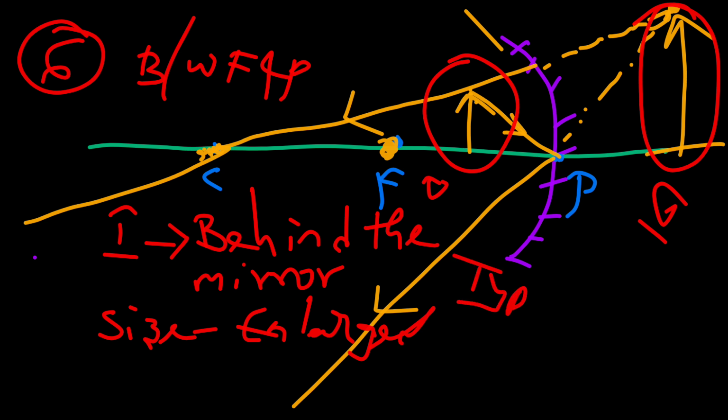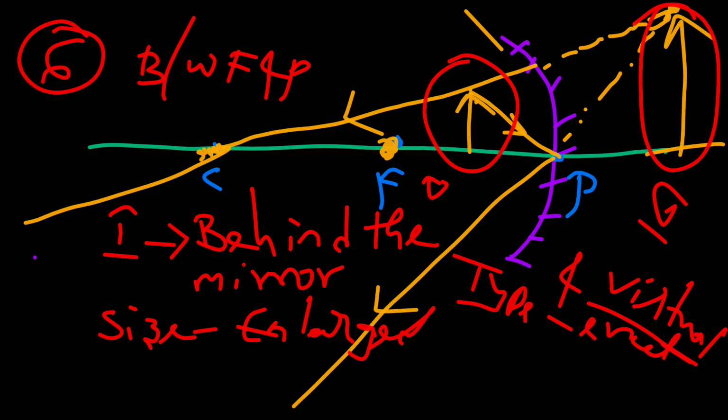And finally, the type of image. Up to now we have written real and inverted, but this time the image that is formed is not real and inverted, it is virtual, because the rays did not really meet. We have to extend them backward to meet the image, right? So the image is virtual and erect. Yes. So this is the final situation.